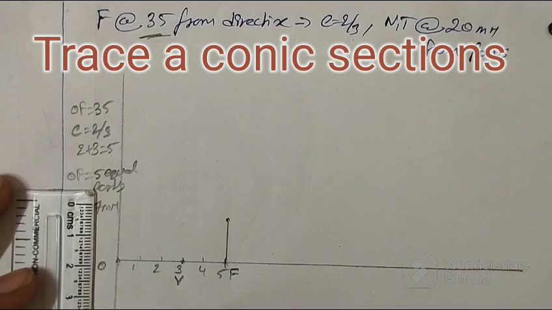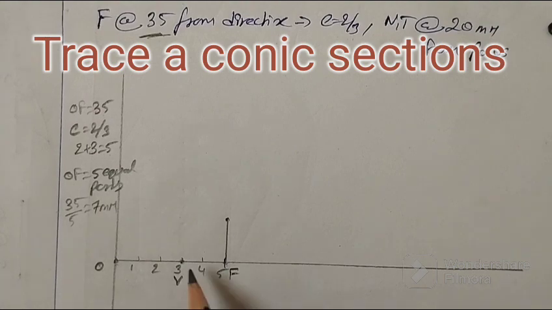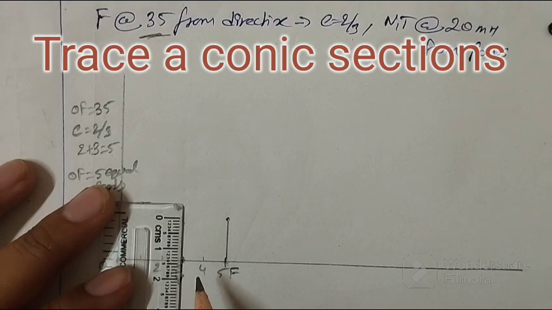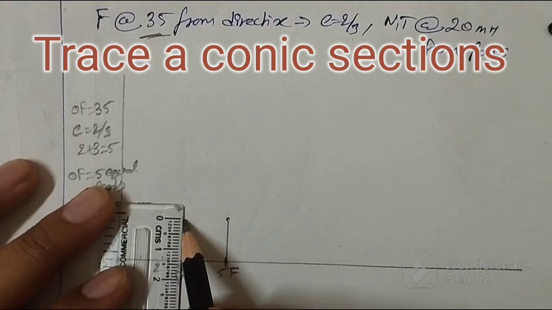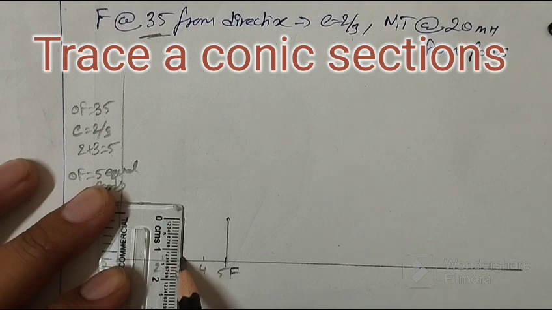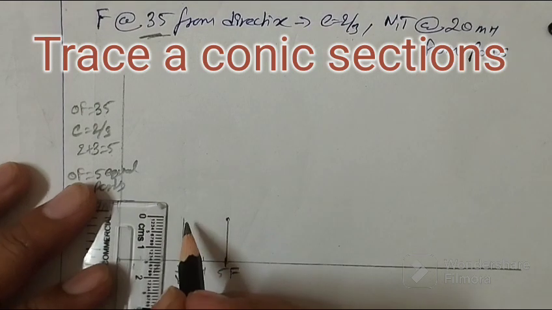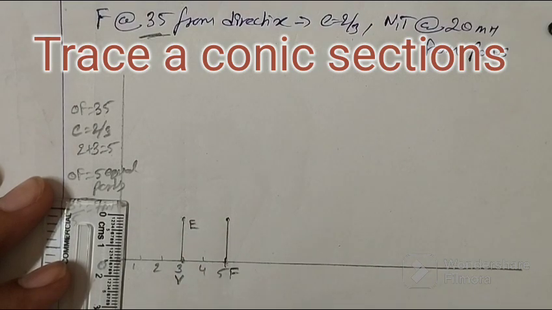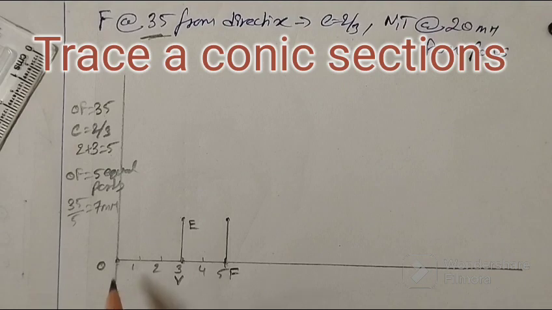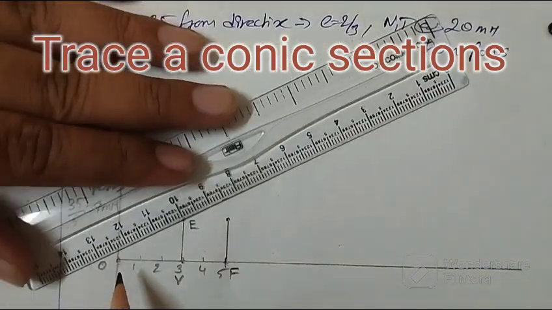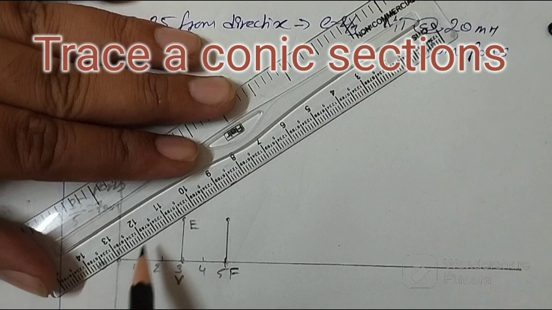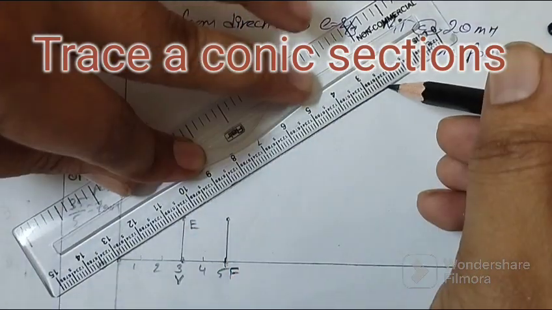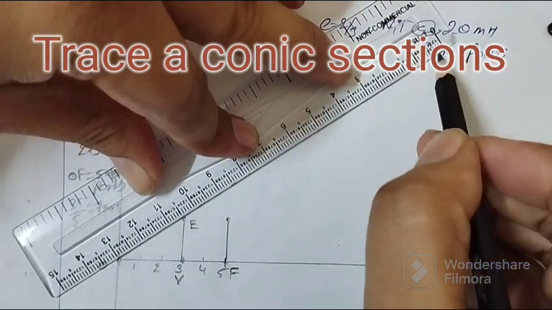And again from point V, draw the same 14 mm, perpendicular to each other. Draw 14 mm. So this is also 14 mm. Let this point be E. Now draw a line OE such that it passes through E. So I have drawn a line from O such that it passes through E.